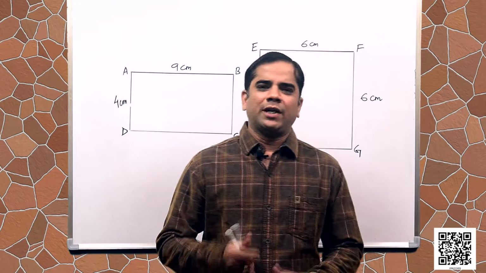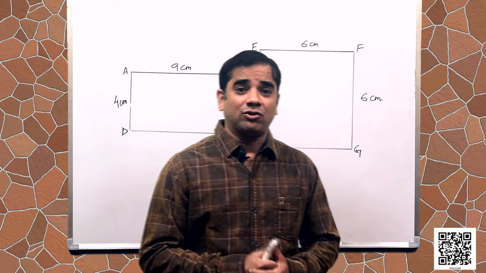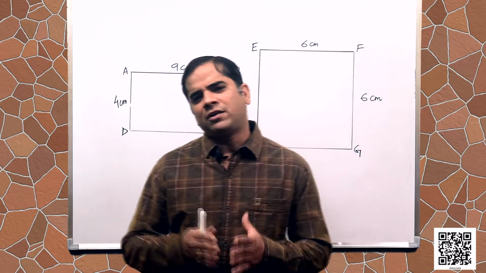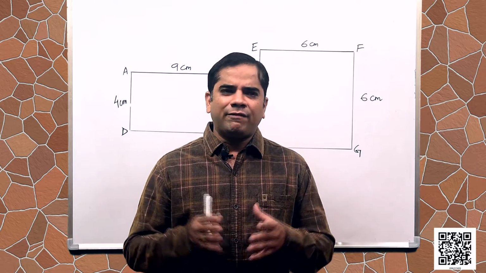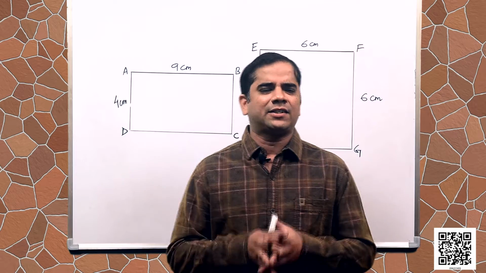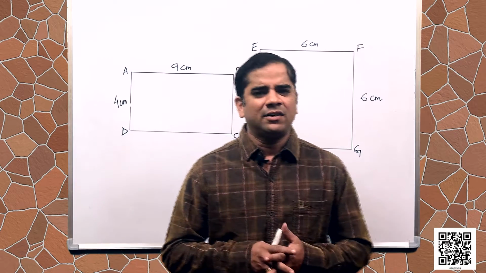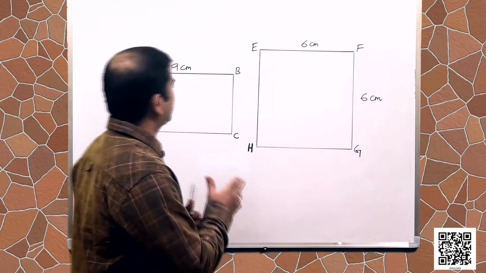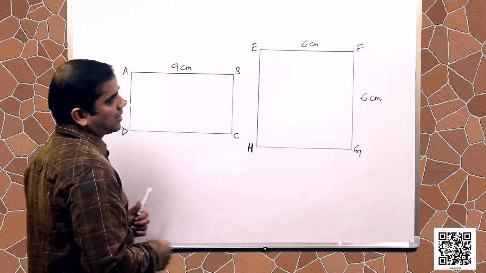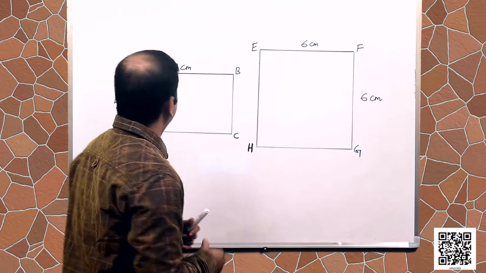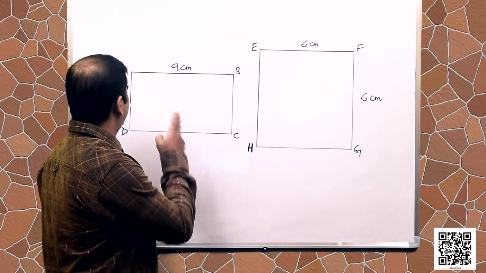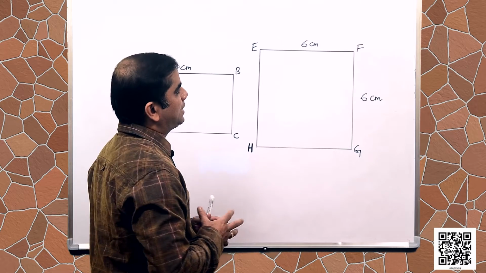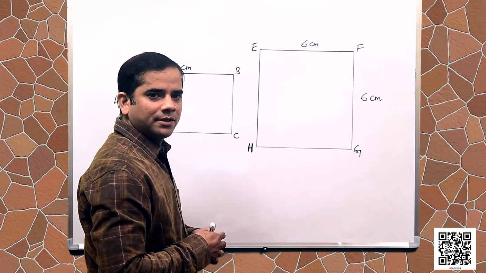Students, today we are discussing the converse of congruency. What we know is that figures or surfaces which are the same in area need not be congruent. As given in your book, I have drawn the diagram. One is a rectangle and one is a square. The rectangle ABCD has sides 9 centimeter and 4 centimeter, and the square EFGH has side 6 centimeter.